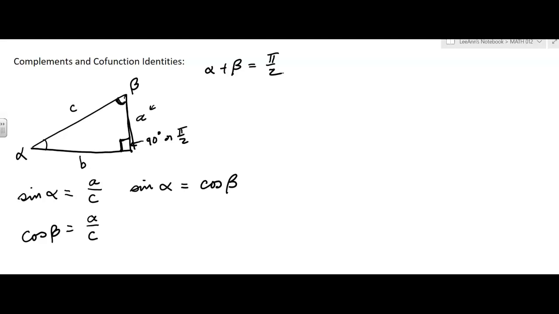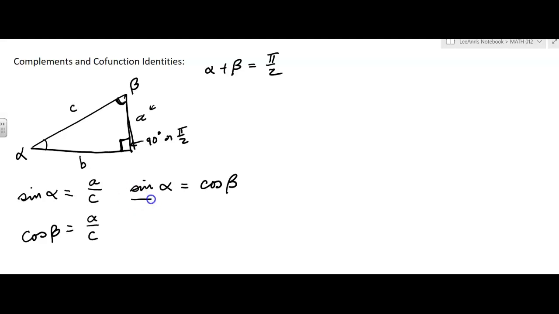So you might remember that from a previous class, that two angles that add up to 90 degrees are complementary. So we're using pi over 2. We're doing it in radians instead of degrees, but those two angles have to be complementary in a right triangle. Okay, so this gives us cofunction identities.